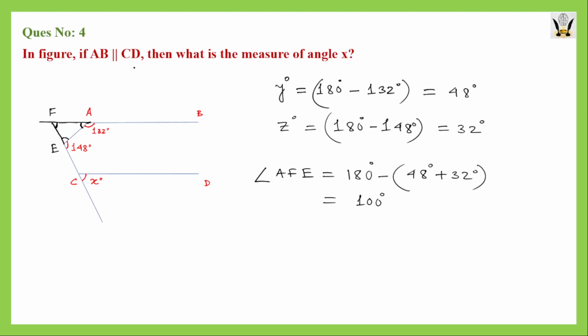Now in the problem statement it is given that AB is parallel to CD, and this is the transversal. So if these two are parallel, then this angle which we have just obtained and this angle will be corresponding angles. So if the measure of this angle is 100 degrees, then the measure of this angle will also be 100 degrees.